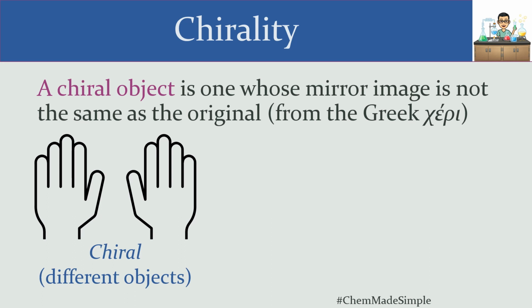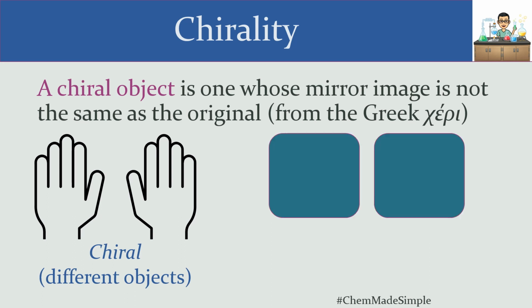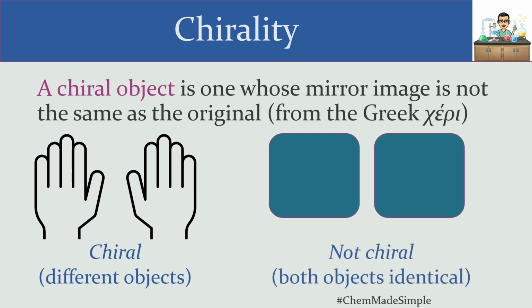If I were to compare that to something like a square, the mirror image of a square looks exactly like the original object. So we have two identical objects, and because they don't behave like our hands, in other words, the mirror image of the square on the left is exactly the square on the right, we say that they're not chiral.